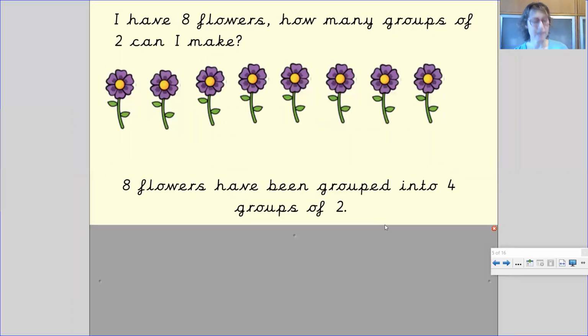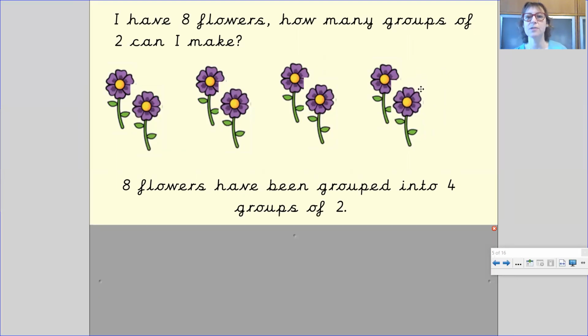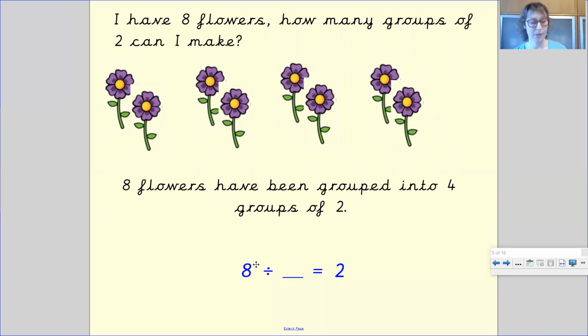So I have got 8 flowers, and I want to put them into groups of 2. So how many groups of 2 can I make? So I shall put those 2 flowers together. That's a group of 2. And those 2, it's a group of 2. And that's a group of 2. And that's a group of 2. So I can see that I have made 1, 2, 3, 4 groups of 2. So I've started with 8 flowers. I have made them into 4 groups, and there are 2 in each group.